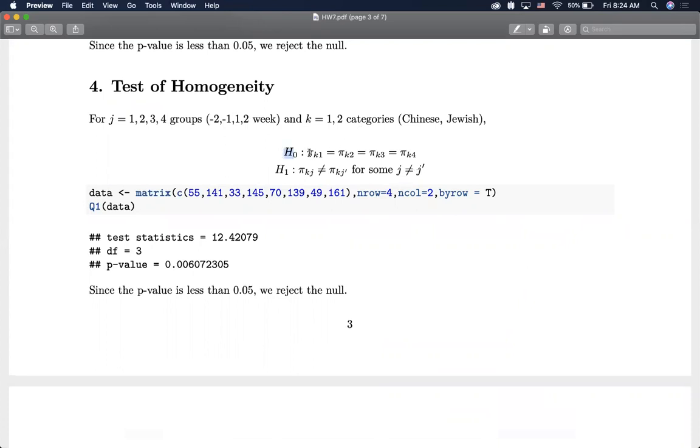Set up the null hypothesis. Give an introduction about what the pi means here. Set up, create a table, call the function. We reject the null.